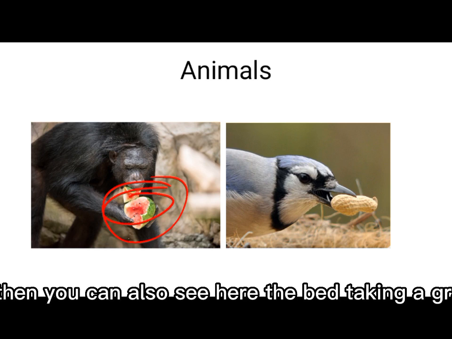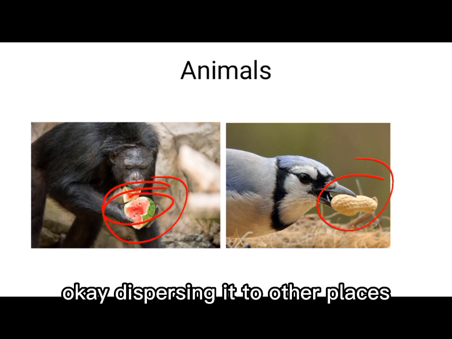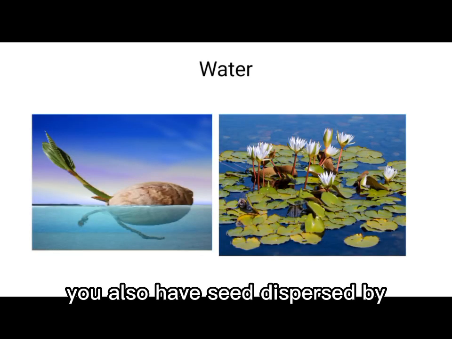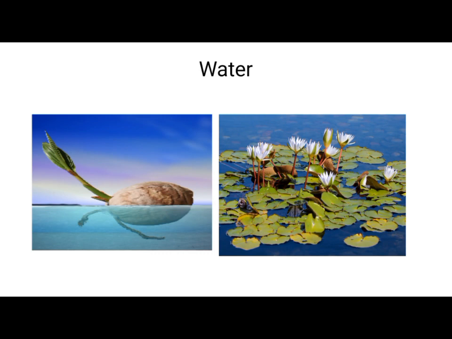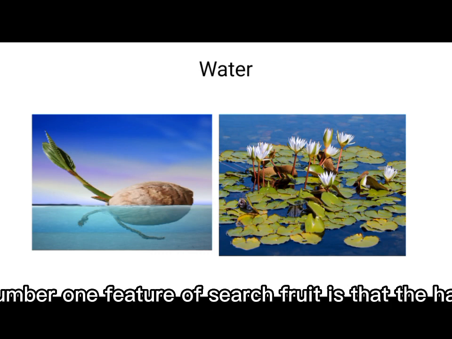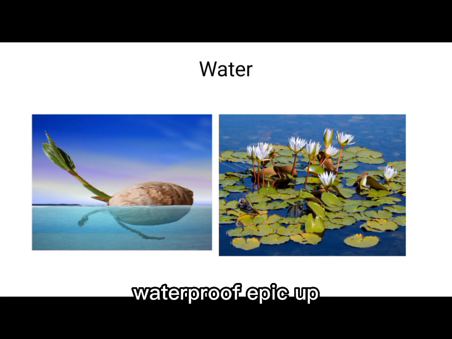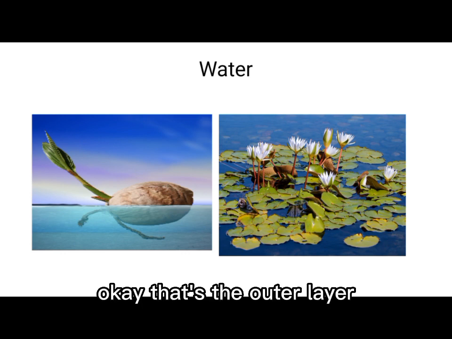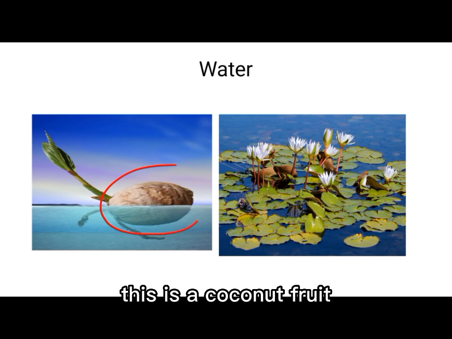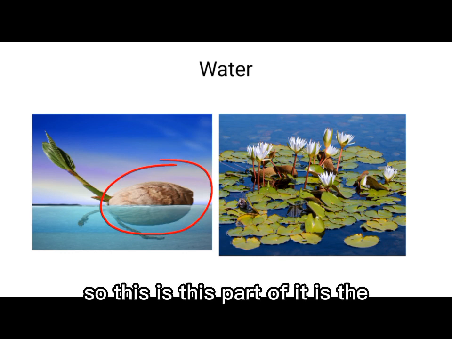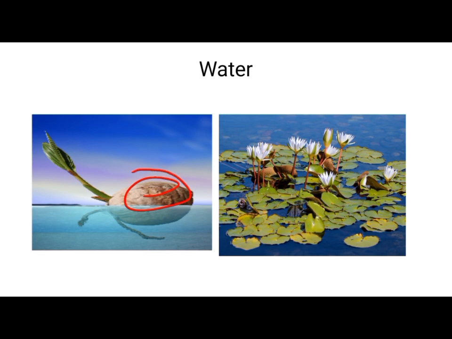And then you can also see here the bird taking a granite, dispersing it to other places. So apart from that, you also have seed or fruit dispersed by water. Number one feature of such fruit is that they have a waterproof epicarp, that's their outer layer. You can see here, this is a coconut fruit. So this part of it is the epicarp.